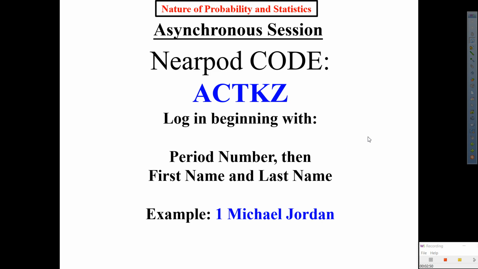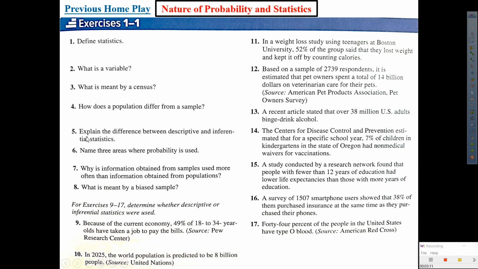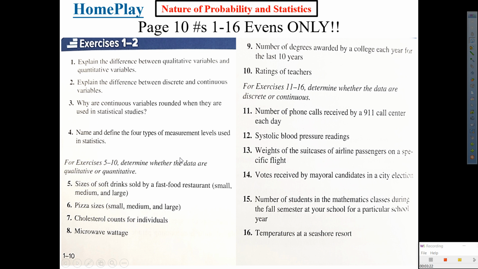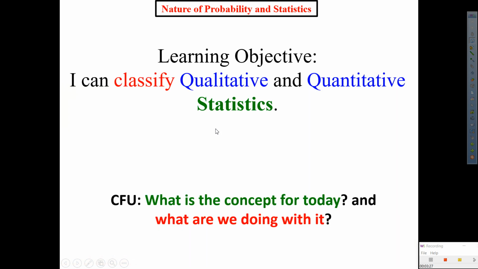Copy the Nearpod code, ACTKZ. And in case you fall behind with the notes, because we're going to go pretty quick. We only have about half an hour, and we're going to crunch those 50 minutes into 30 minutes. ACTKZ. And last night's homework, you should have turned it in before the bell yesterday. Is that correct? Oh, yes. It was due at the end of the period. And tonight's homework is these. So once again, you need your Nearpod code.